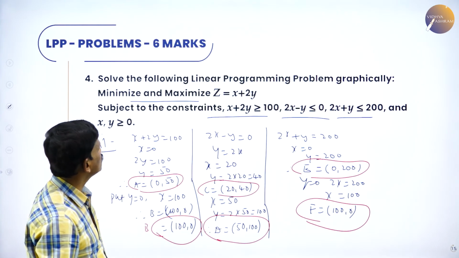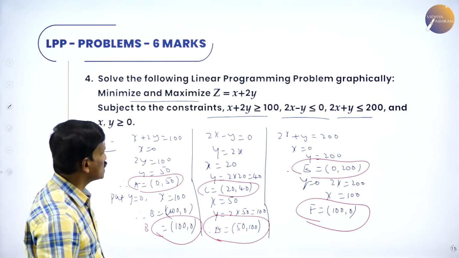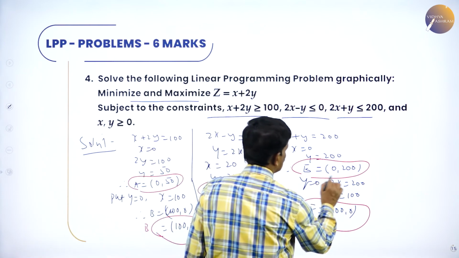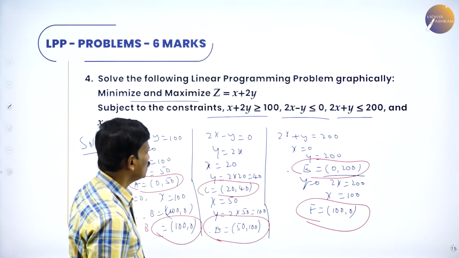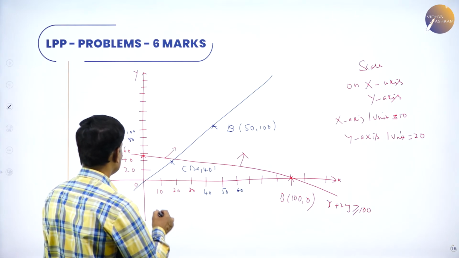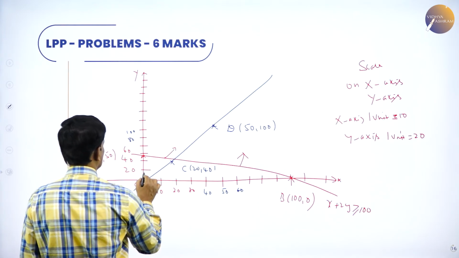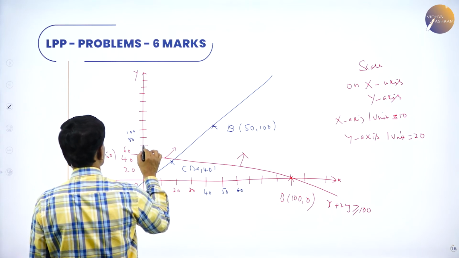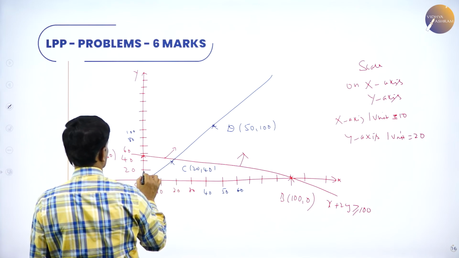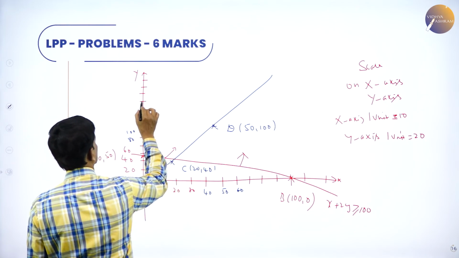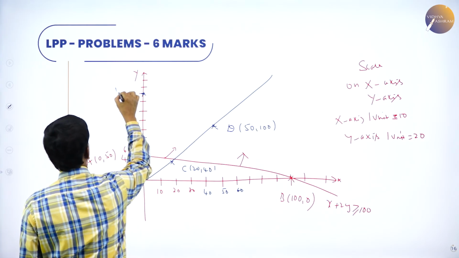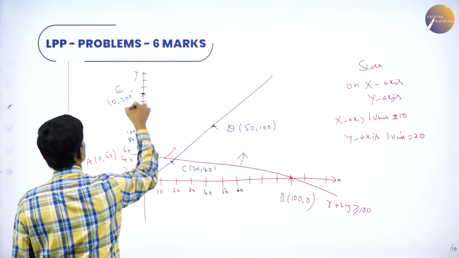Okay. What is the condition? 2x minus y is less than or equal to 0. Now the third equation. For the third equation we have E 0 comma 200 and F 100 comma 0. X is 0, y is 200. So 20, 40, 60, 80, like this. This is 200. What is that point? E, 0 comma 200.